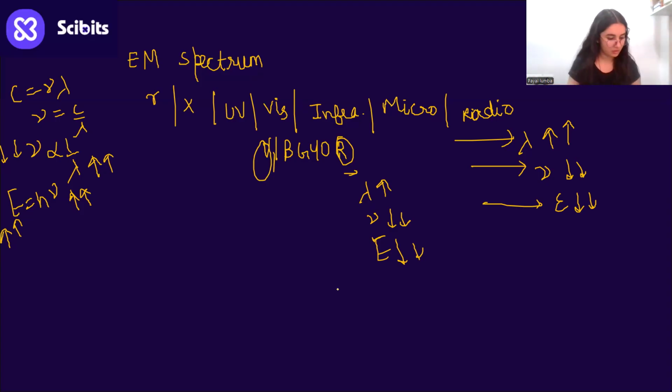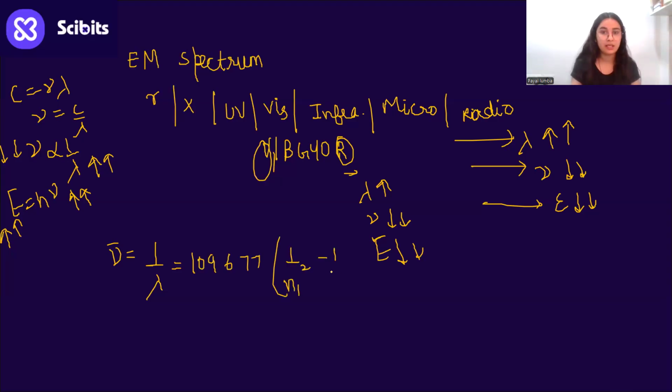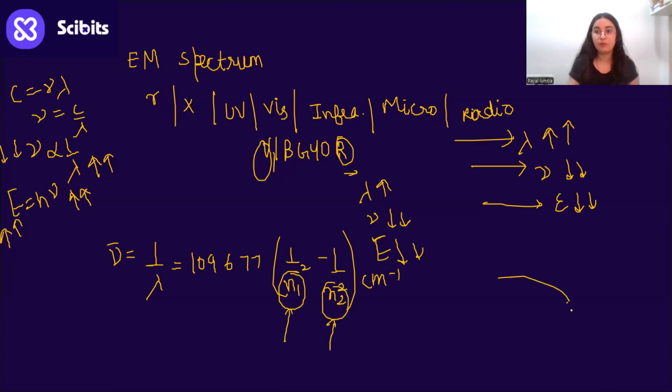Okay, so there is one more formula, for the wave number: 1 upon lambda equals 109677 times (1 upon n1 square minus 1 upon n2 square) per centimeter. So what are n1 and n2? They are the shell numbers. So if an electron moves from the n1 shell to the n2 shell, this is going to be the wave number of the light emitted or absorbed by the electron when it moves from one shell to another.